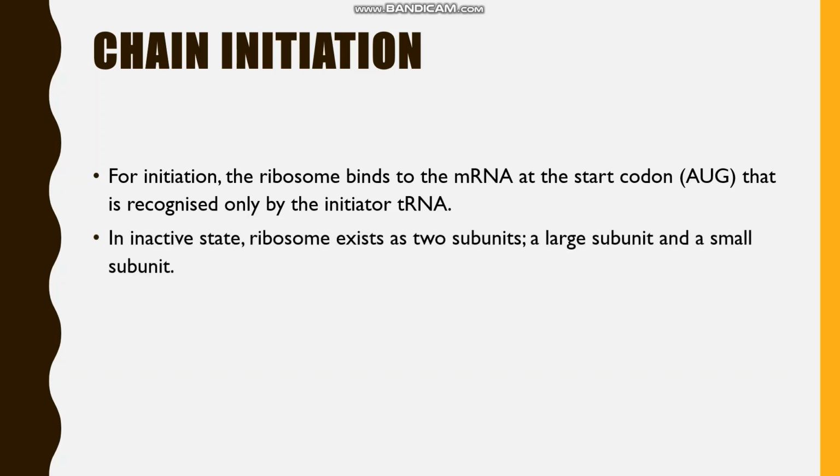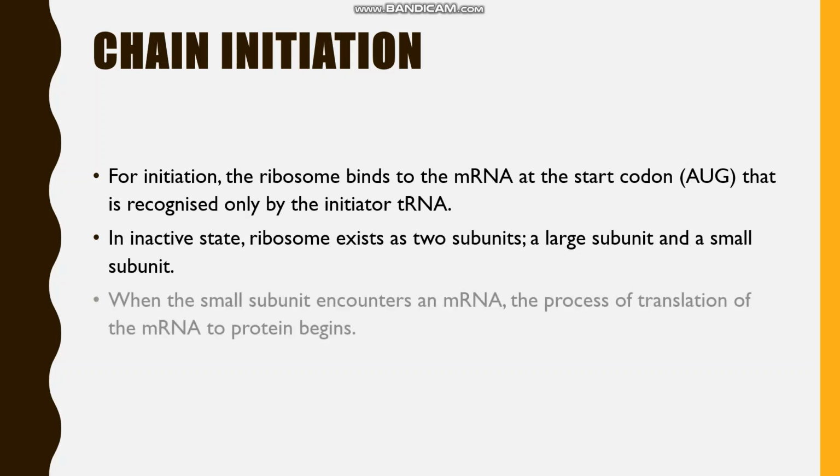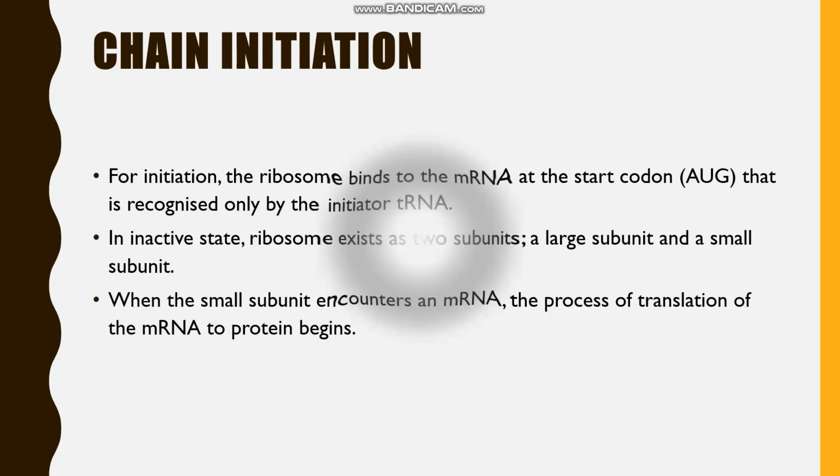In inactive state, ribosome exists as two subunits. So when there is no translation, when there is no protein synthesis, the ribosomal subunits will be found in the dissociated manner, and they will join together only at the time of translation. A large subunit and smaller subunit will be found separately when there is no translation, but during translation they will join together. When the smaller subunit encounters an mRNA, the process of translation of the mRNA to proteins begins.